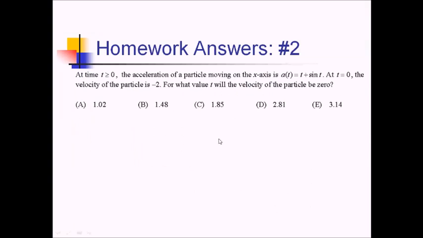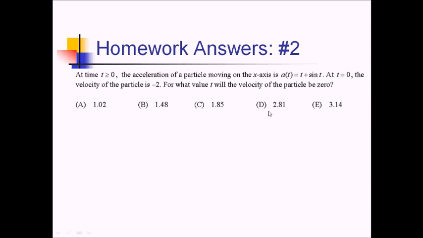For this problem, we have the acceleration of a particle along the x-axis given by this a of t function. At time 0, velocity is -2. For what t value is the velocity 0? So for this one, we need to figure out the velocity function, set it equal to 0, and solve using our calculator on this one.